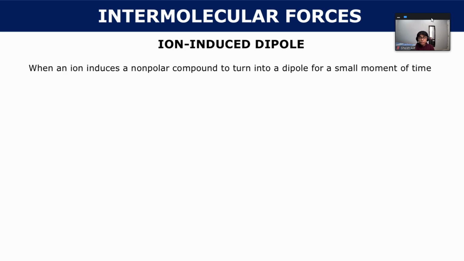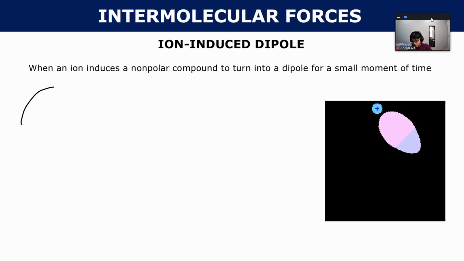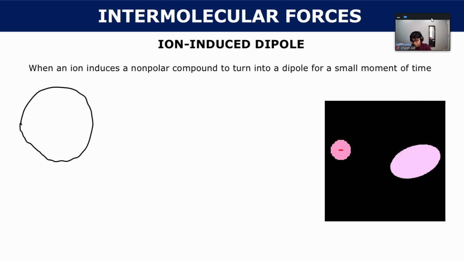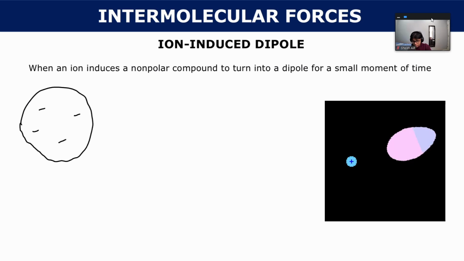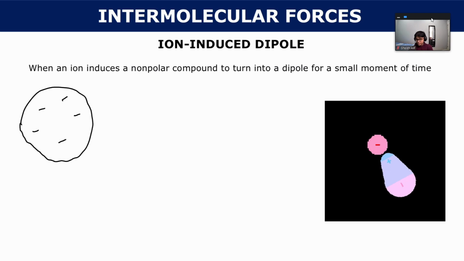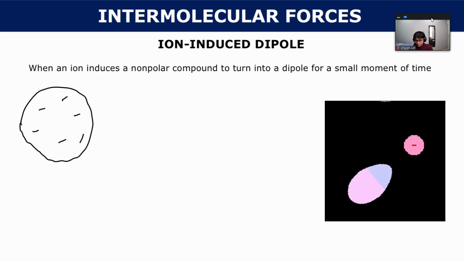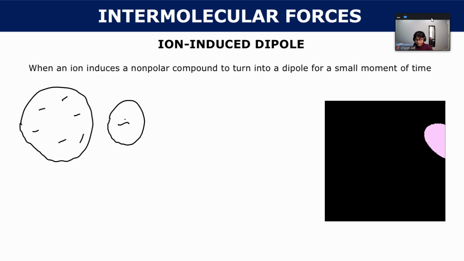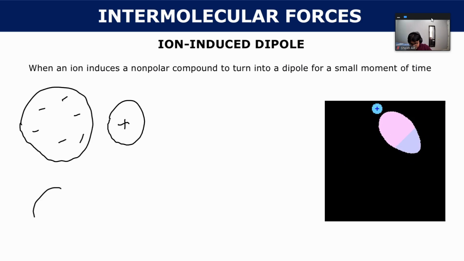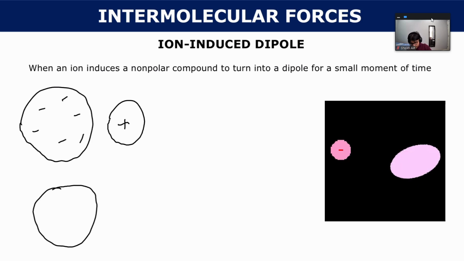Our next one is going to be an ion-induced dipole. When an ion induces a nonpolar compound to turn into a dipole for a small moment of time, we call that an ion-induced dipole. Think about a nonpolar compound, so an even distribution of charge. Let's say the electrons are dispersed pretty evenly. Pretend that's even, because I don't think that is, but whatever. Imagine you introduce a positive ion into the mix, and this positive ion starts pulling at those electrons. So what you see happen is that this nonpolar compound turns polar for a bit.